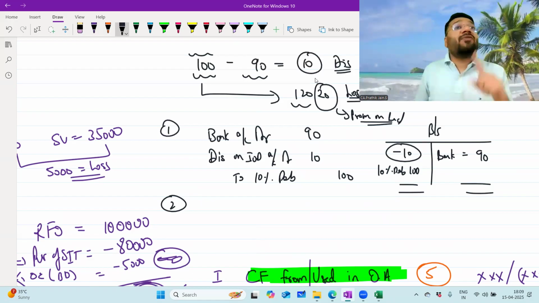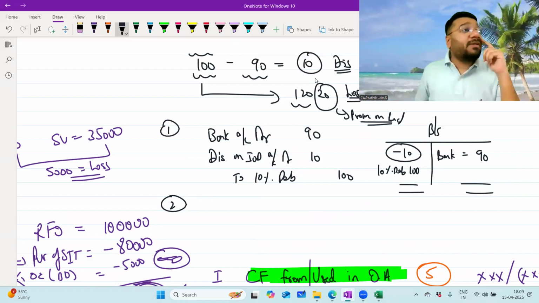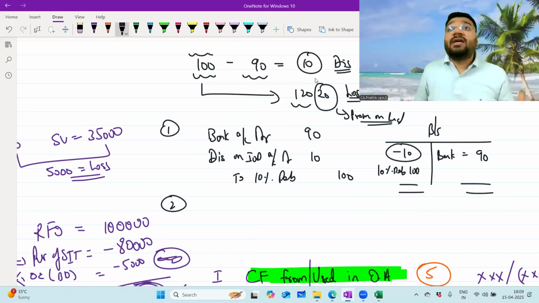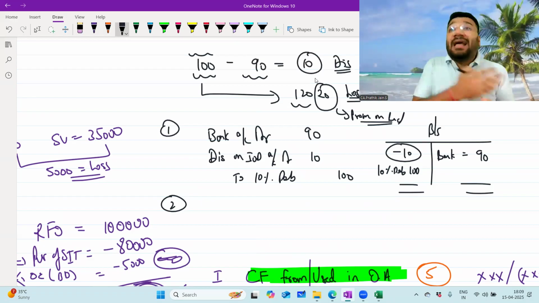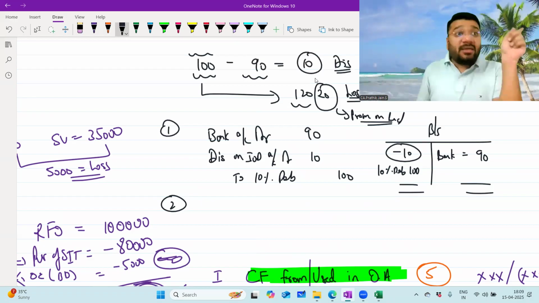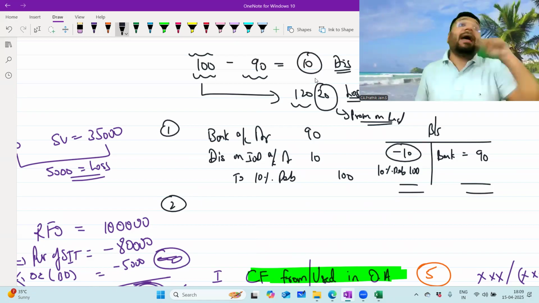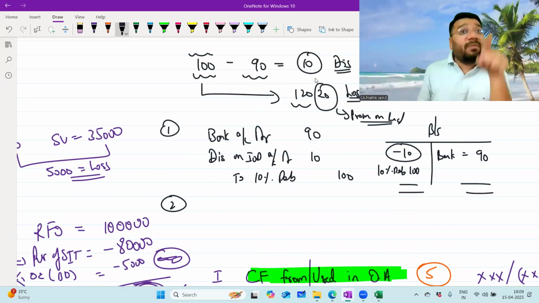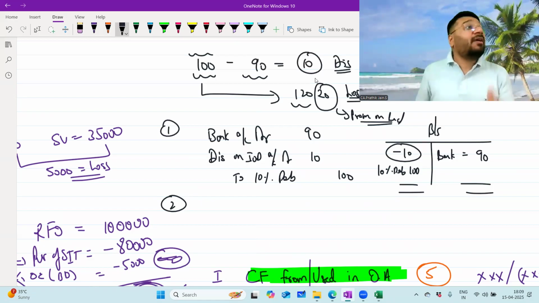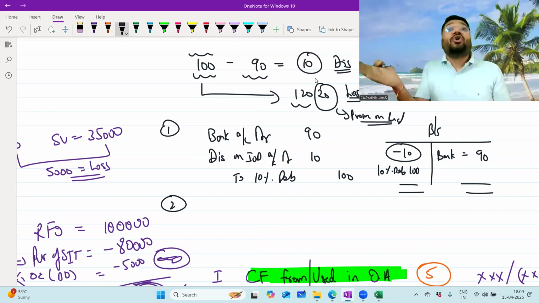If the life of the debenture is 5 years, write off for 5 years. If the life of the debenture is 10 years, write off for 10 years. In 12th CBSE, they have the habit of recording the entire loss in one shot. In CA Foundation, we made that correction. No, we can't do that. We have to write off over a period of its useful life.